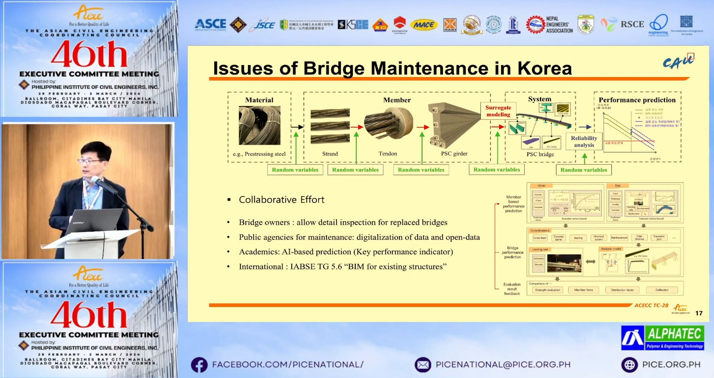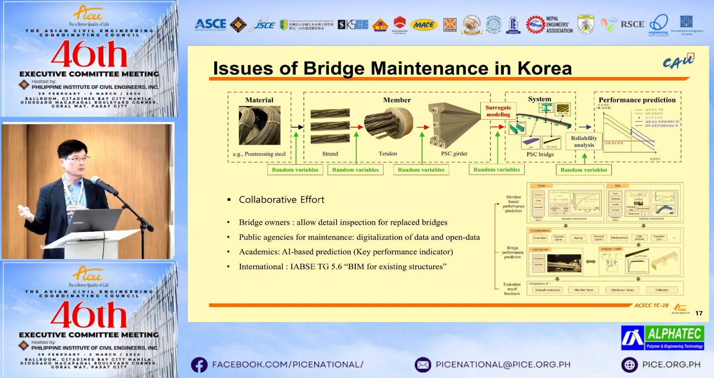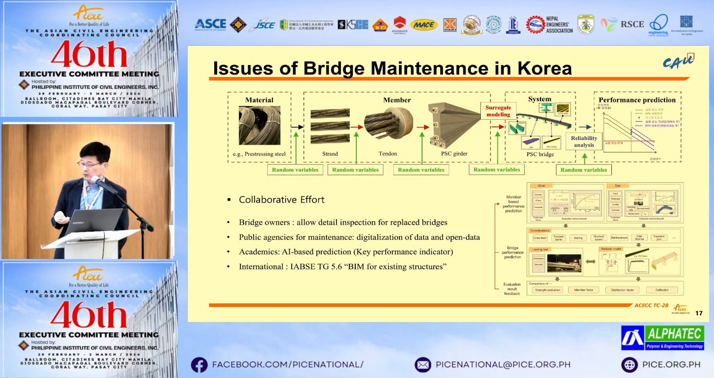And another one is that when you collect those data, we can utilize machine learning or AI technologies to assess. This is good because when you collect more and more data, we will have more and more reliable models to predict. And those models can be utilized by engineers in any country, right? So that is one way. And in the EFSA, we have test group 5.6, that is BIM for existing structures. So we are trying to define the data model for existing bridge maintenance.